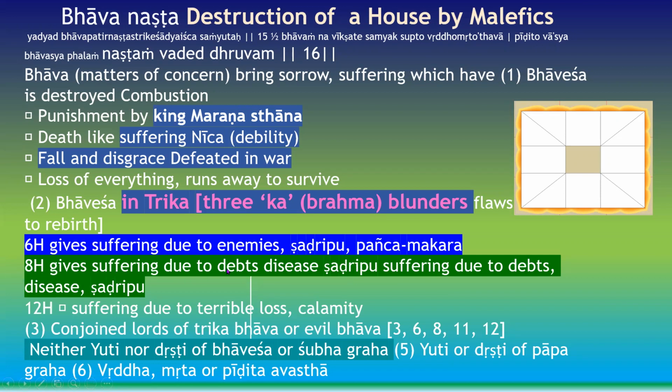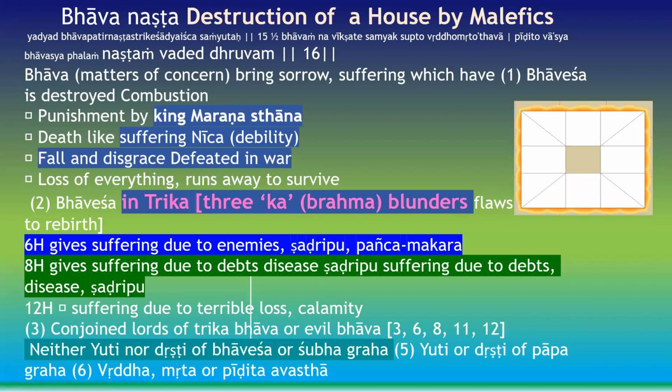Eighth house gives suffering due to deaths and disease, and Shadripu arising due to deaths. Again, Shadripu, is it our own fault? So basically, we made a blunder some lifetime, and this lifetime that planet has gone into the eighth house. That means we have to rectify the blunder and all the deaths, because we have given suffering to others in some specific form.